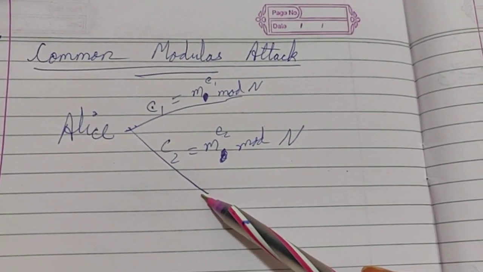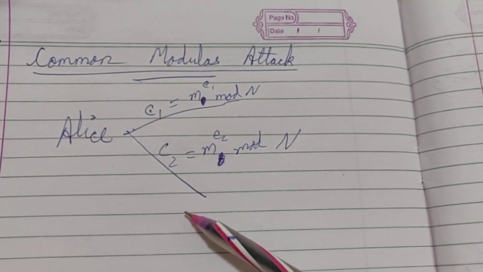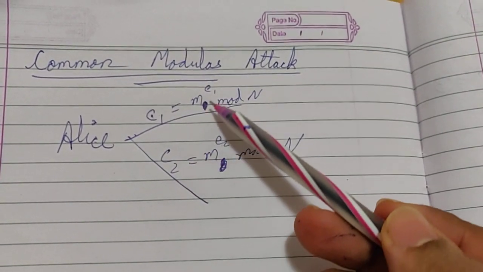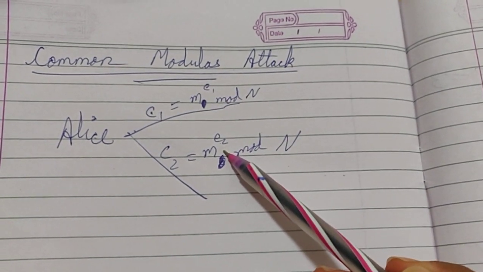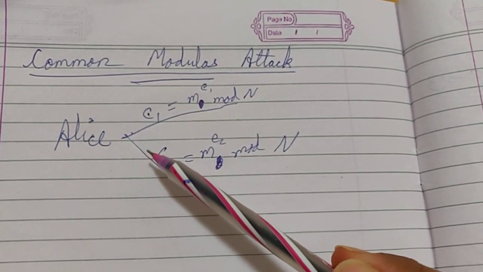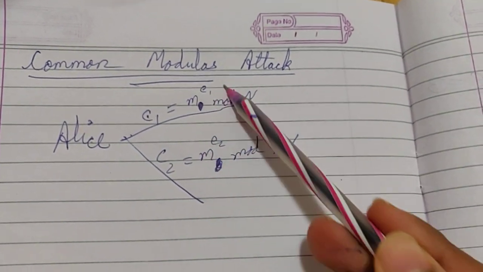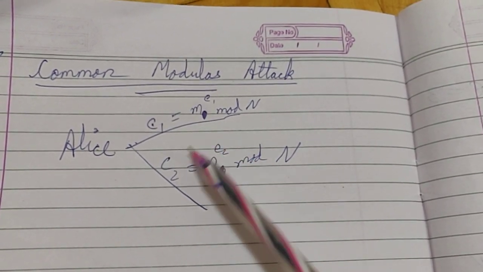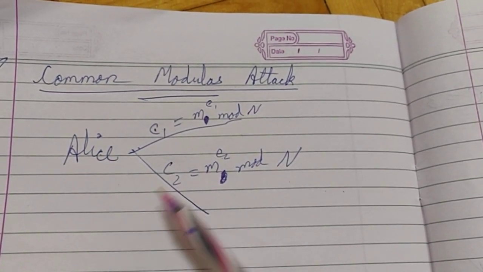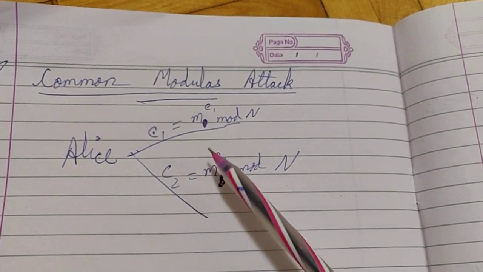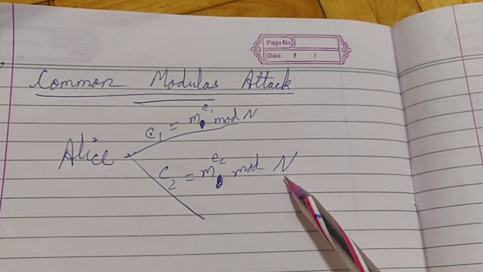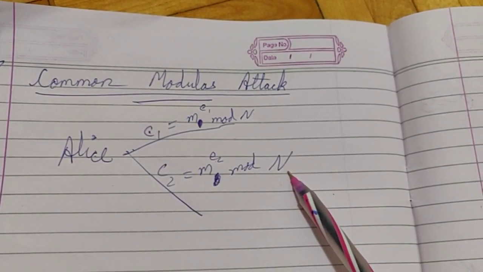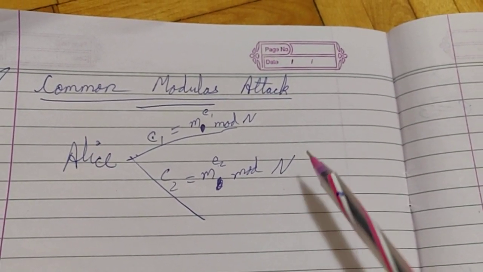Suppose you eavesdropped on the communication and got both the ciphertexts C1 and C2 and the exponents used, E1 and E2, as well. If you remember, in the low exponent attack the E was the same. In this common modulus attack the N is the same. So you got ciphertexts C1, C2, and the exponents E1 and E2 Alice used, and you already know that the common modulus N is the same and it is public as well. So there is a way that you can decipher it.